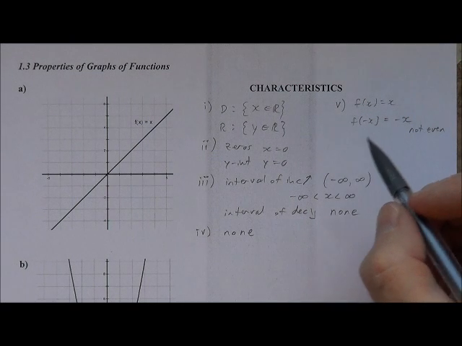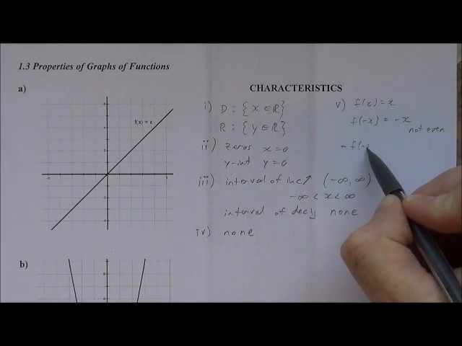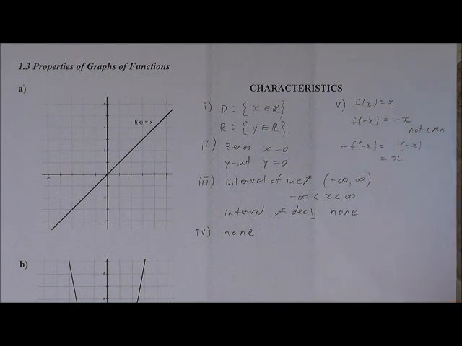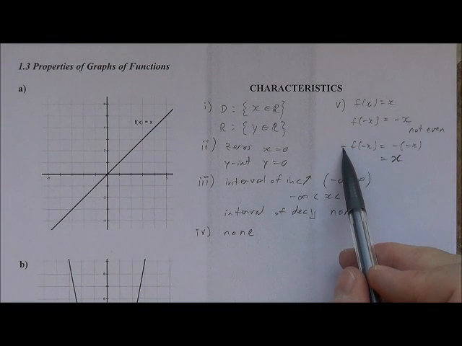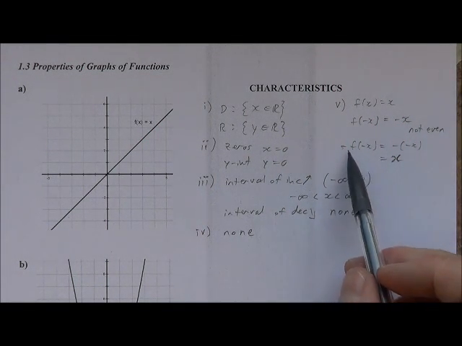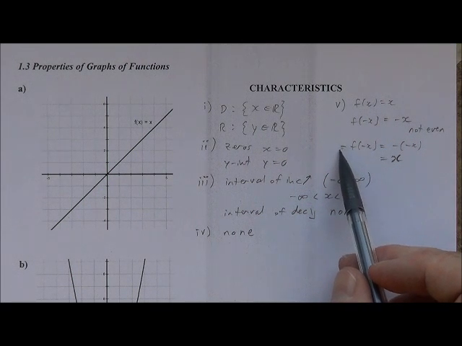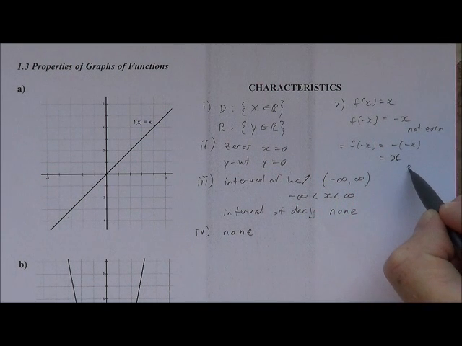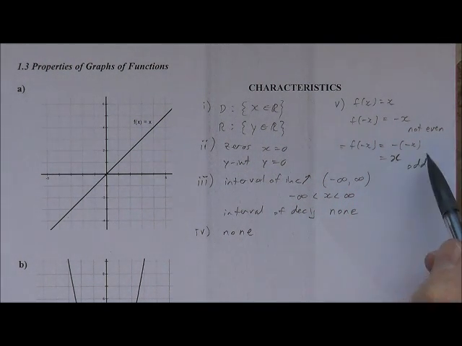So then what we do is we take that and multiply it by negative x, and we get x. That would then be, of course, a reflection in the x-axis, in terms of our transformations. So we end up getting the original function again. So that means that it is odd symmetry.